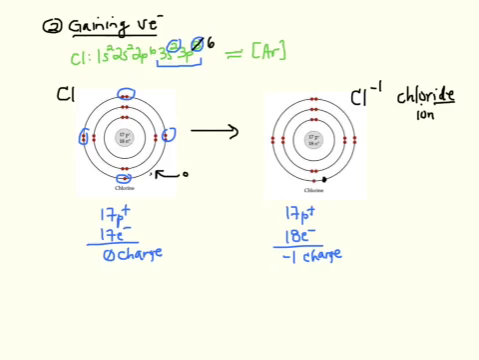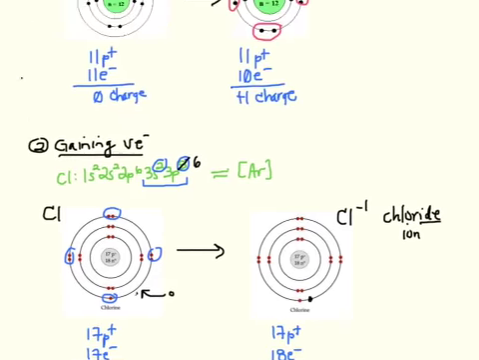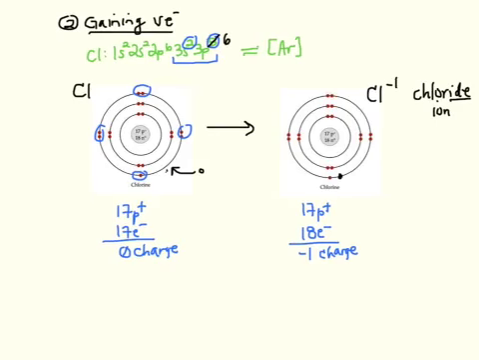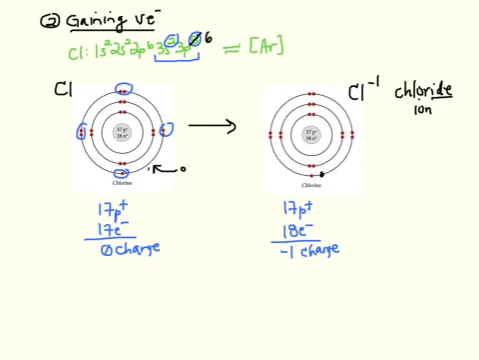We'll talk nomenclature later, but I want to point out that we gave it a new ending. Up here when we did sodium, sodium didn't get a new ending. We just called it a sodium ion. But when something gains electrons, it gets a new ending to its name. So instead of being a chlorine ion, it becomes chloride ion. So that's something you may want to just take note of.